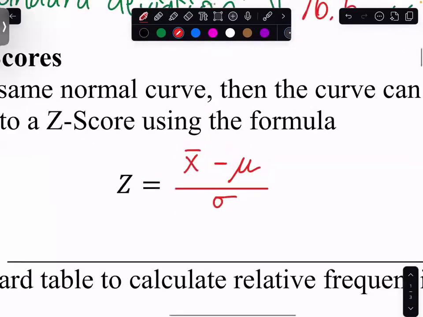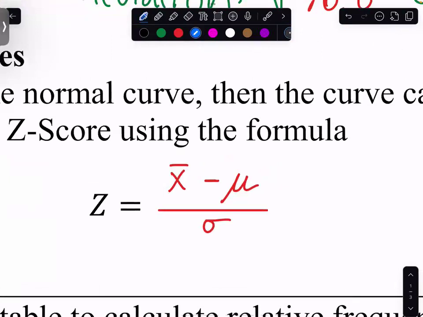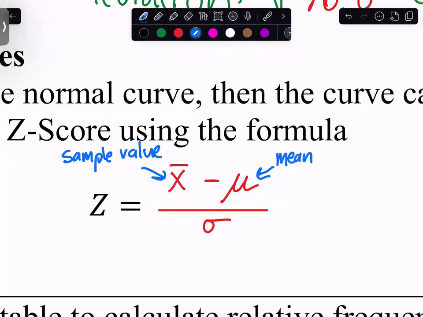Okay, so what do each of these things represent? X bar represents the sample value. Okay, so that means the value that you're working with right now. Mu is the mean, again, the average value. Okay, and then sigma is going to be your standard deviation.